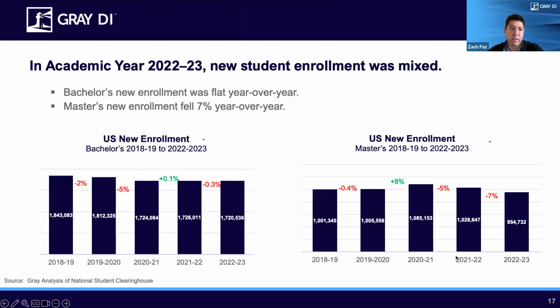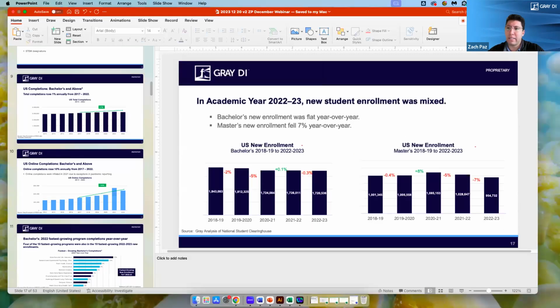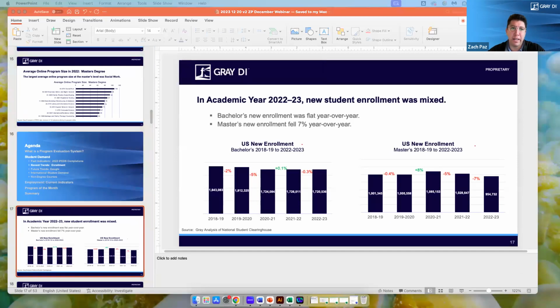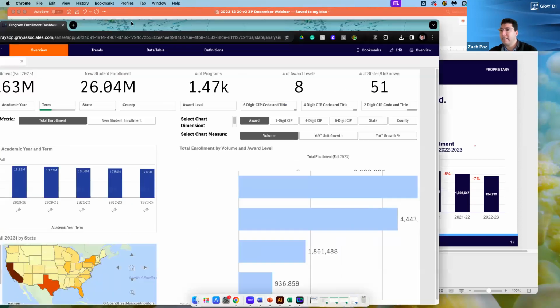But one thing I do want to show us is some of the more recent trends now that we literally just launched the fall term data today.